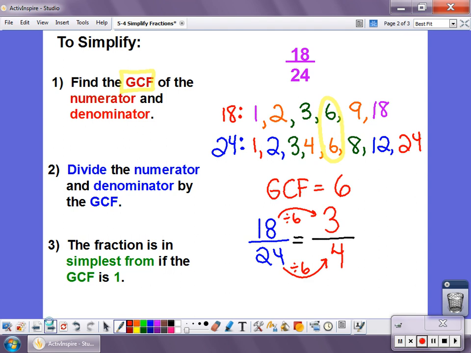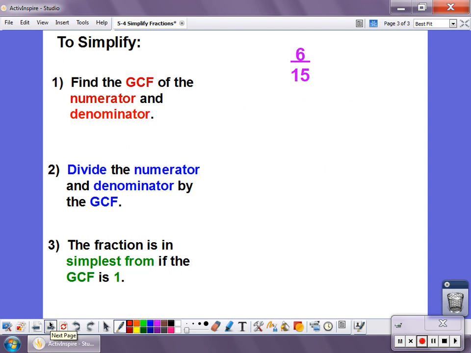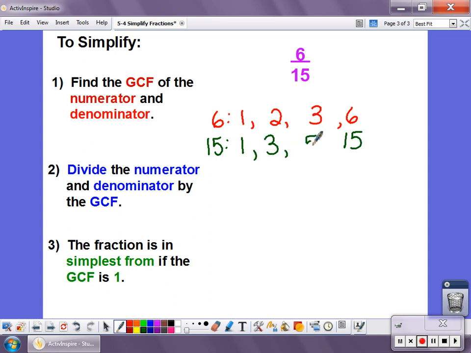Let me show you one more. Okay, this time we're going to take 6 over 15. Step number 1, find your GCF. So let's list all our factors for 6, and there aren't that many this time: 1 and 6, and 2 and 3. Then we're going to list all our factors for 15. So I've got 1 and 15. 2 doesn't go in, I get 3 and 5. So first thing, find the GCF. And the GCF is 3.